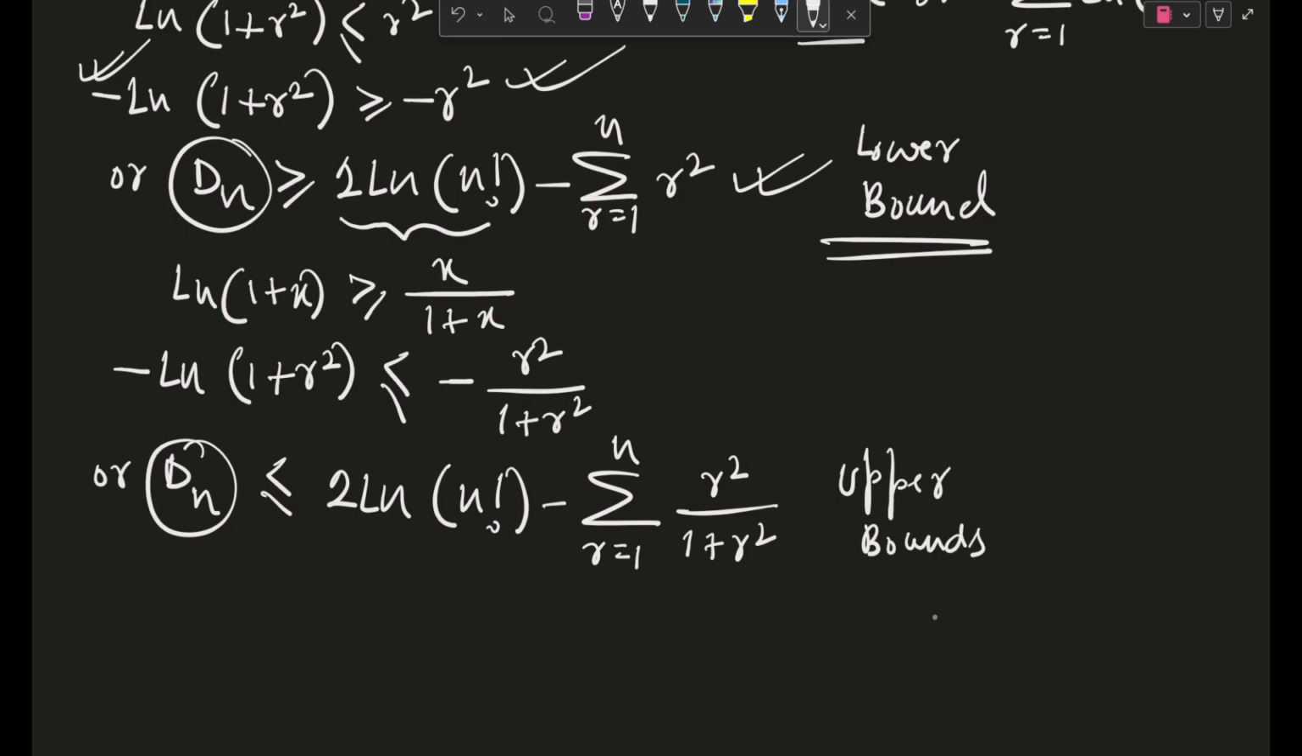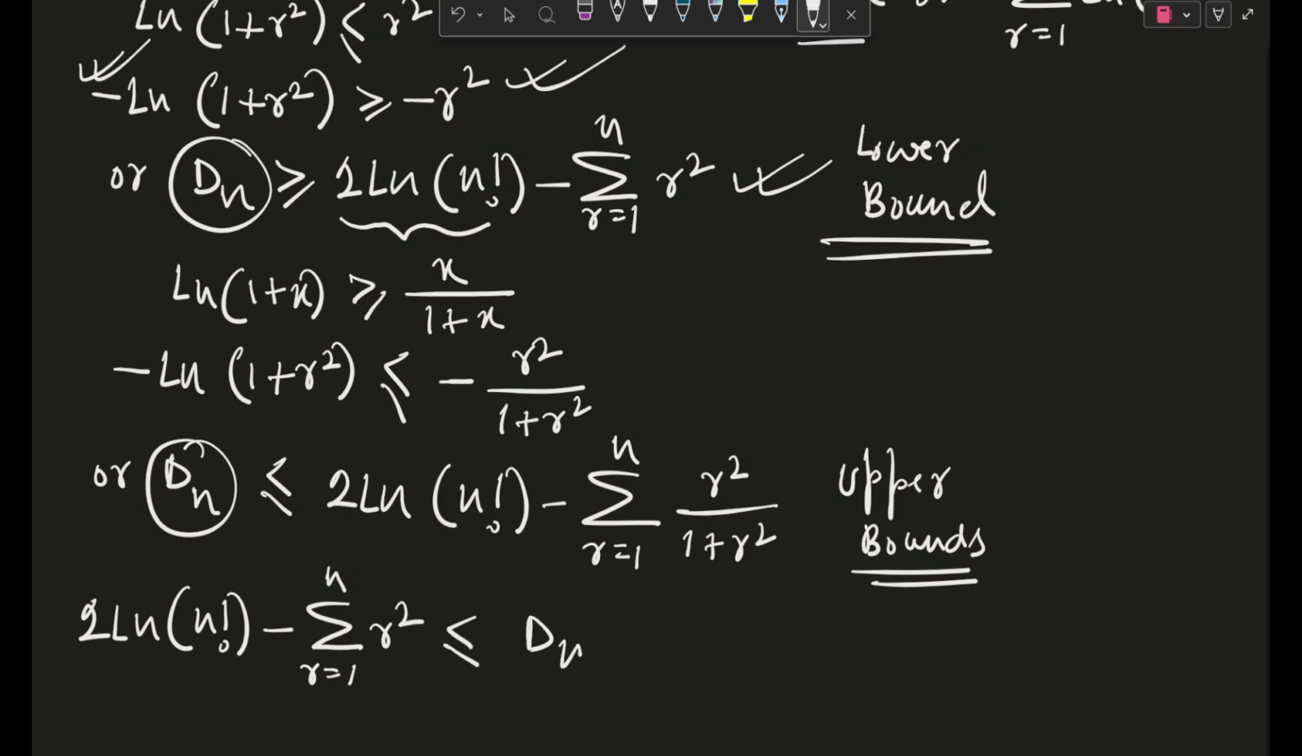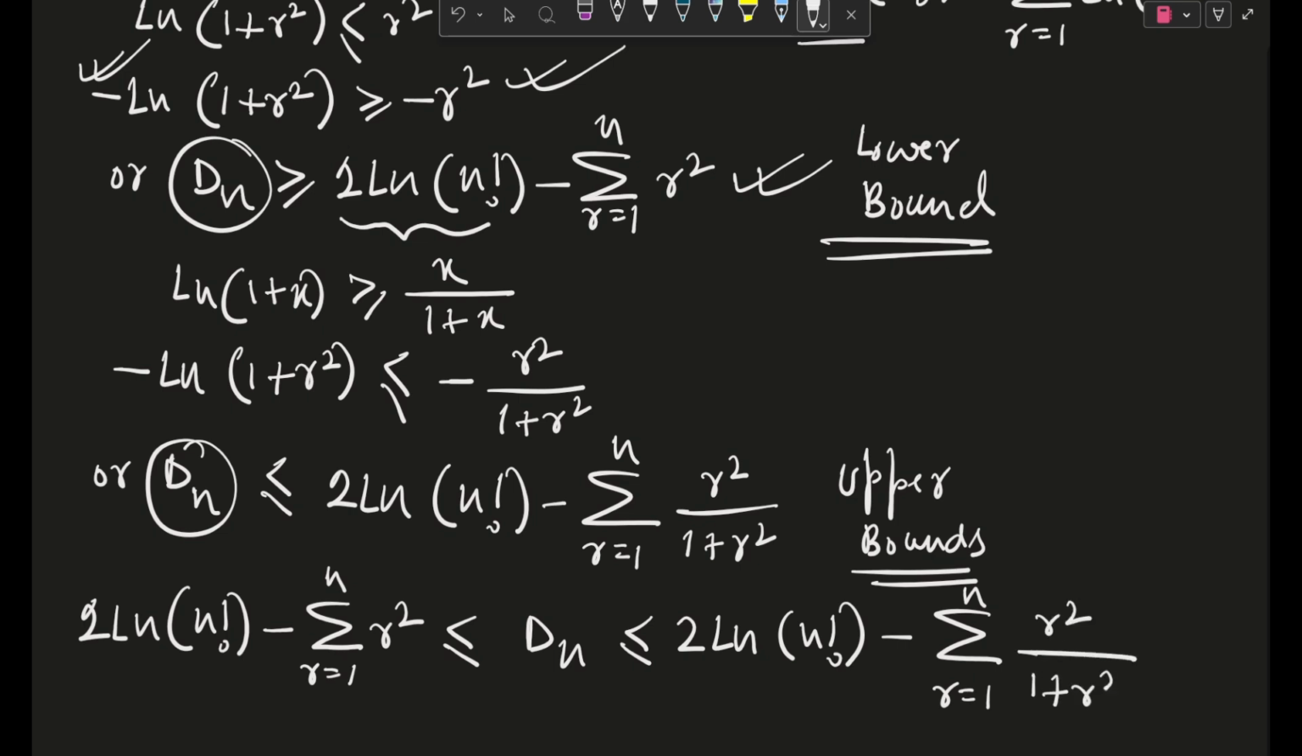So now what we can actually do is we can write something. And what is that something? Basically it is 2 ln n factorial minus sigma r equals 1 to n r square. This thing will be less than or equal to Dn, which will be less than or equal to 2 ln n factorial minus sigma r equals 1 to n r square by 1 plus r square. Okay, so I am changing the page and writing further.